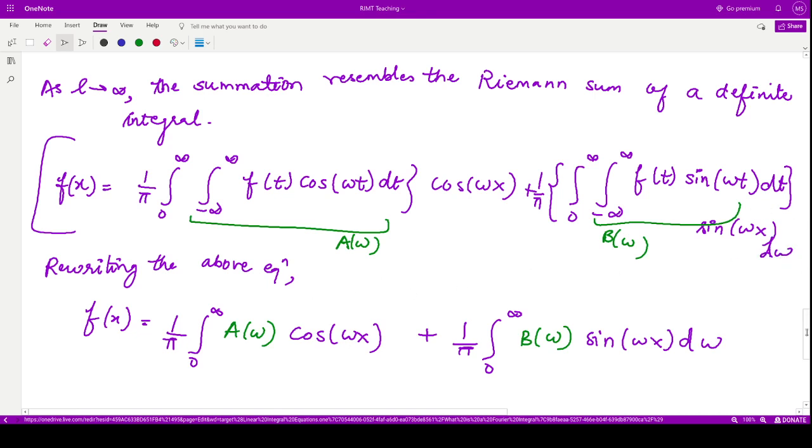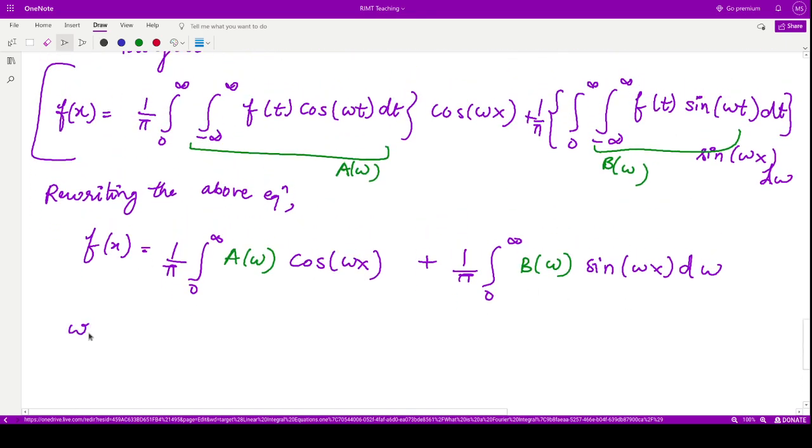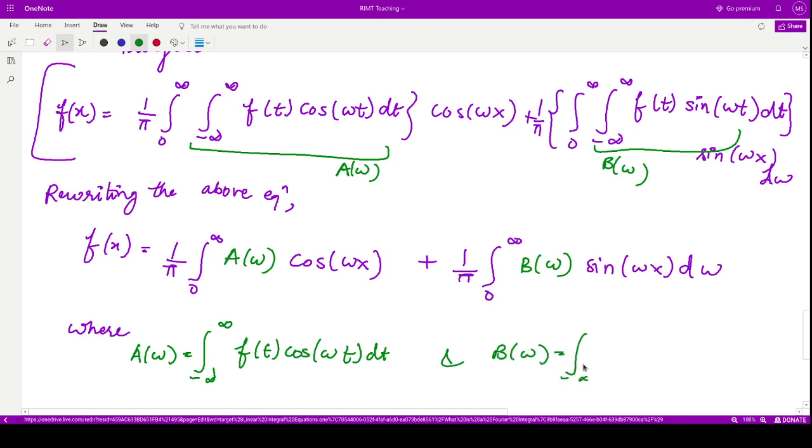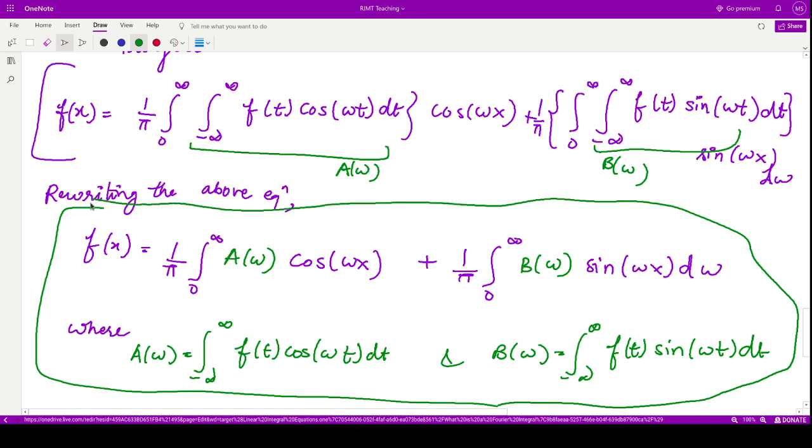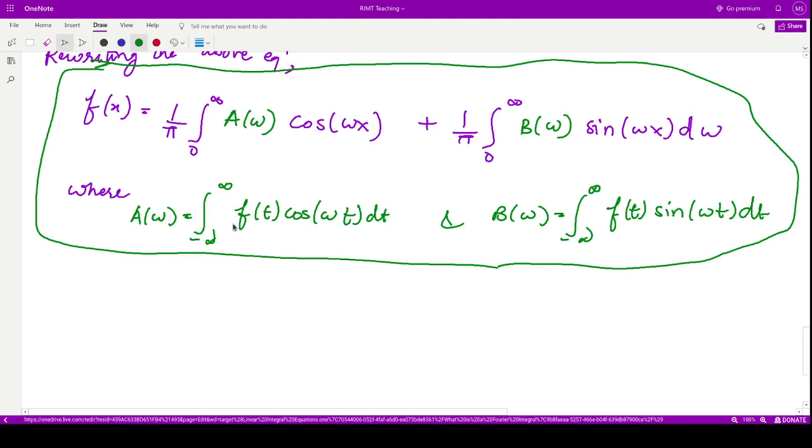Where what is this a omega and b omega? This is what I have explained to you. This a omega is equal to integration from minus infinity to infinity f of t cos omega t dt, and b omega is equal to integration from minus infinity to infinity f of t sine omega t dt, right? So this is what we wanted to prove here, or reach over here. So we have expressed the given function, which might not be piecewise continuous and periodic over whole of the real line, in terms of the integral representation.